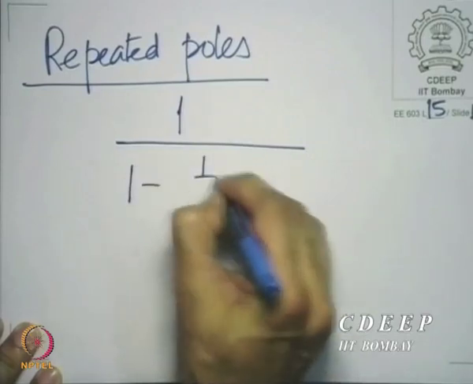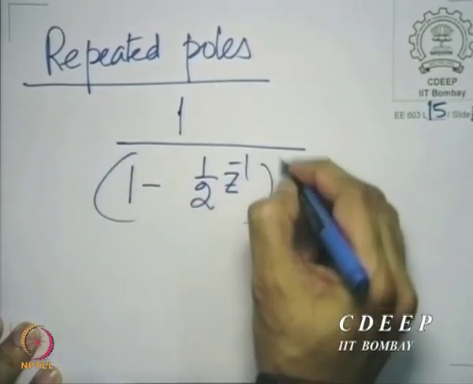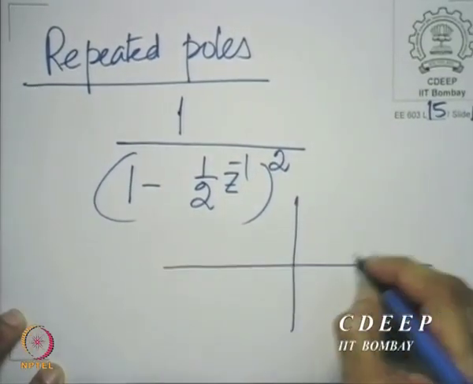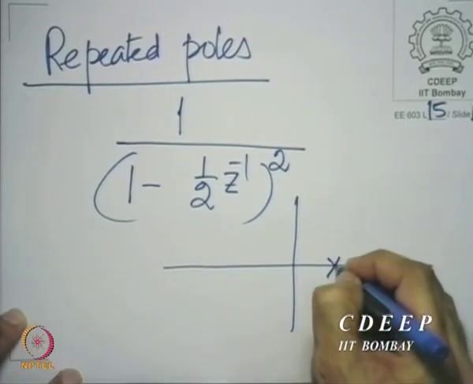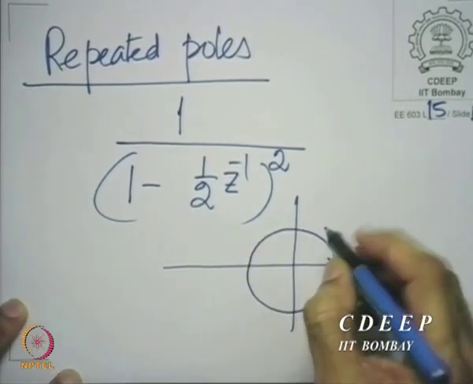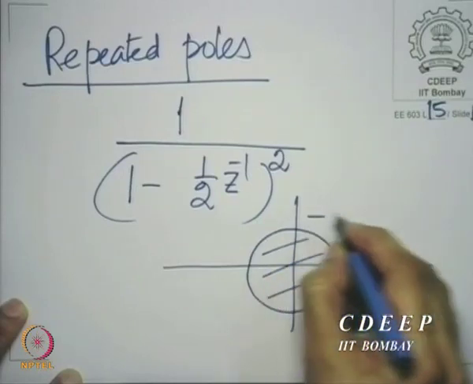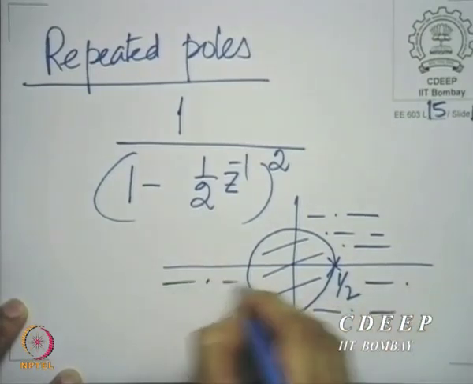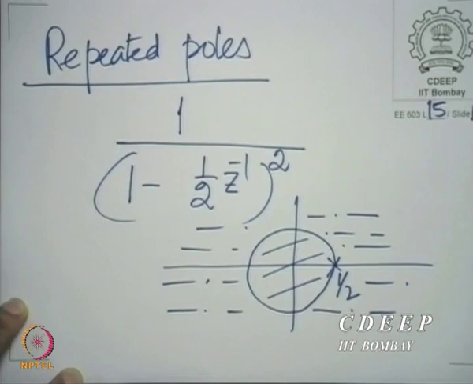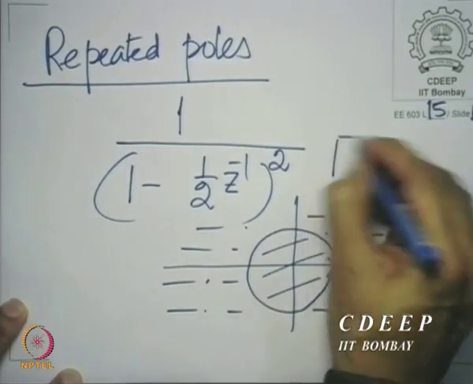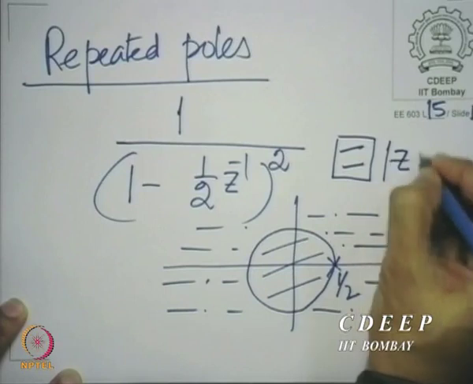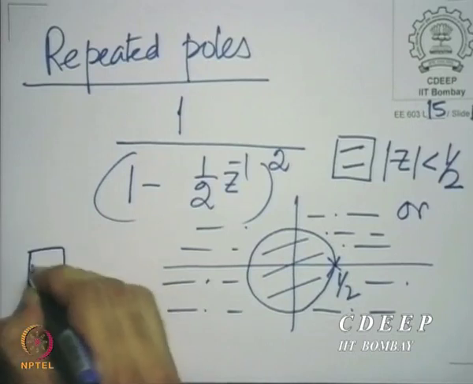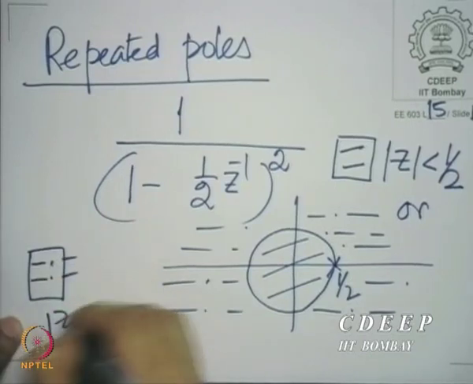So you have 1 by 1 minus half Z inverse, the whole squared. And of course, you have two possible regions of convergence. There is only one singularity here, that's half. So you could either have this as the region of convergence, or you could have this as the region of convergence. For mod Z less than half, or mod Z greater than half.